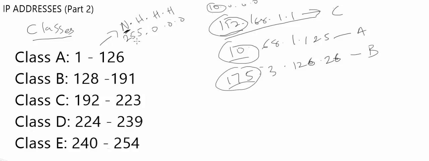255.0.0.0. Remember, when you see a 255, it means network. When you see a 0, that means host. Alright? Do you get me?